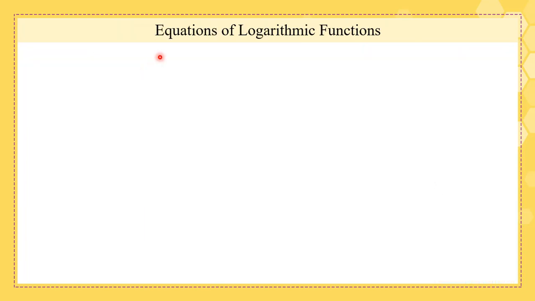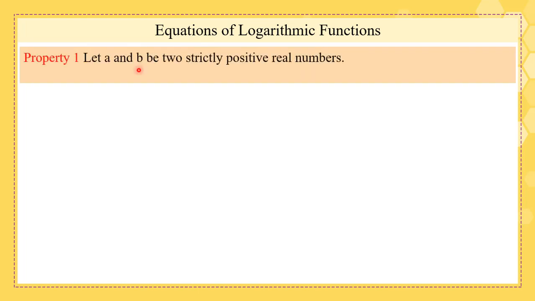Now, we're going to go on to the second part of the chapter, which is equations of logarithmic functions. A and B are two strictly positive real numbers. Ln A equals ln B if and only if A equals B. In other words, if I know that ln A equals ln B, I can eliminate a ln from here, a ln from there, and vice versa. If I know that A equals B, I can apply a ln here and there.